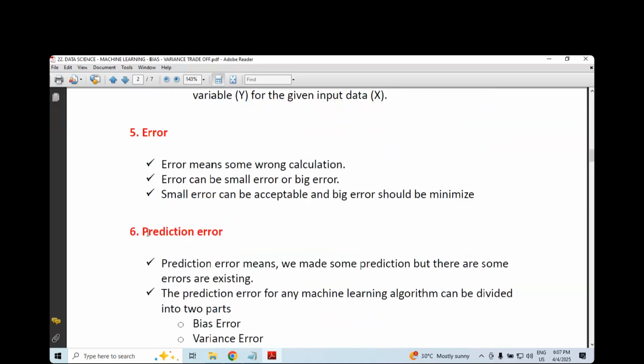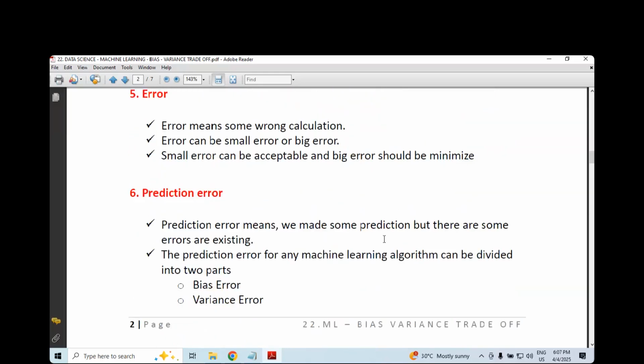Prediction error means we made some predictions, but some errors exist. The prediction error for any machine learning algorithm can be divided into bias error and variance error. Let me repeat again: you made a prediction, and in that there is some error. That prediction error has two types. The first one is bias error, and the next one is variance error. Did you understand this? Okay.